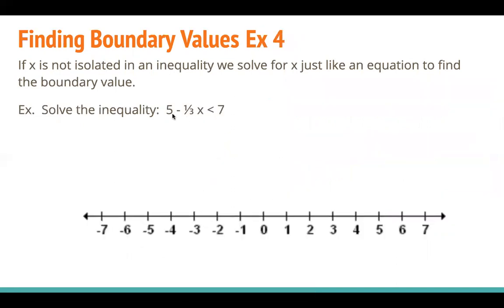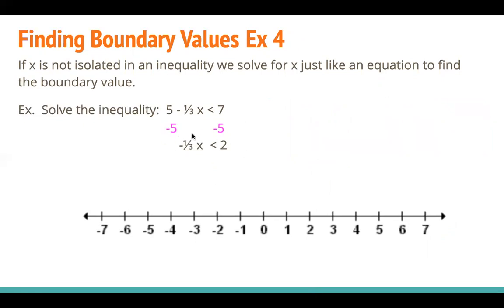Okay, the next one here, I have 5 minus 1 divided by 3 times x is less than 7. And I said 1 divided by 3, but we also say 1/3. I'm going to start isolating the variable. I'm going to subtract 5 first, and I have -1 divided by 3 times x is less than 2.